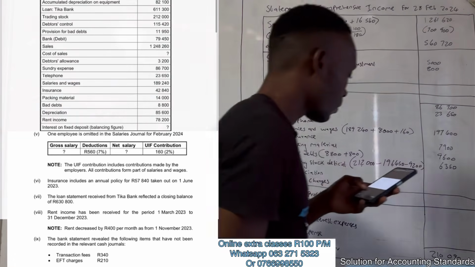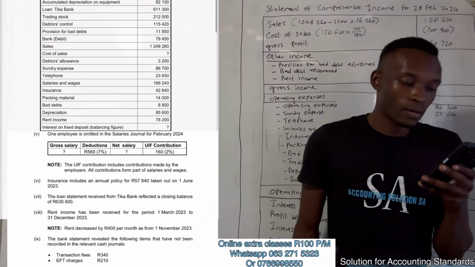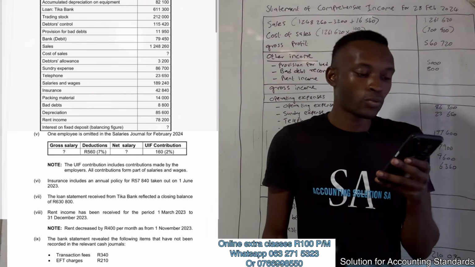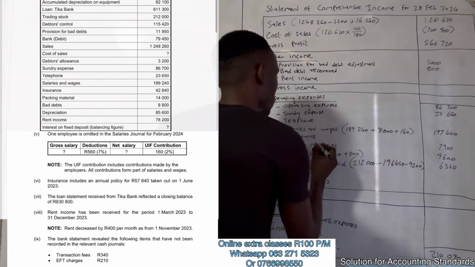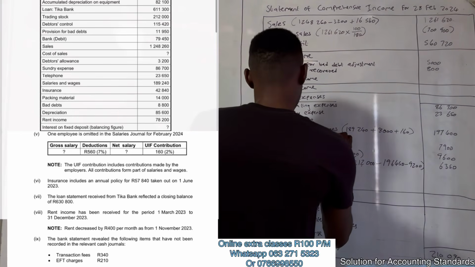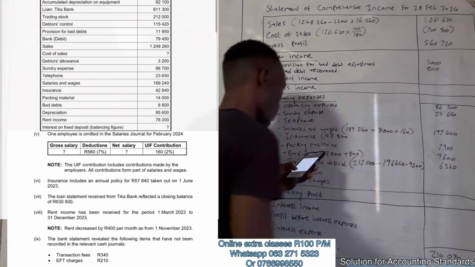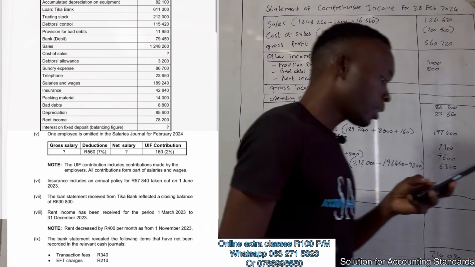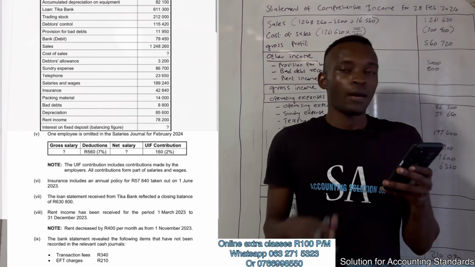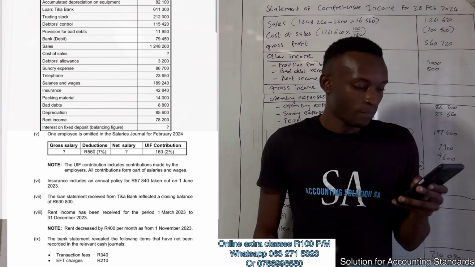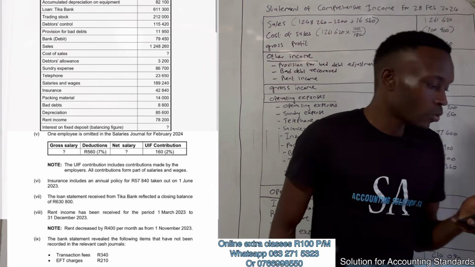insurance include an annual policy of 57,840 taken out on 1 June 2023. Let's first check. Insurance, it was 42,000 before anything else. 42,840. Okay, and here they say that annual policy of 57,000. Annual means that it's 12 months. Okay, they say it was taken out on 1 June 2023.